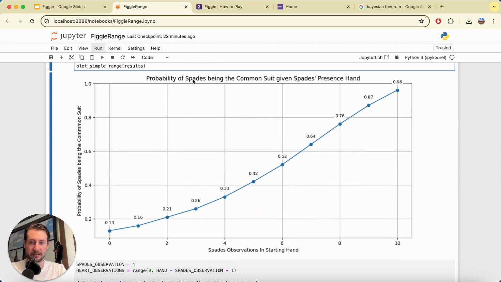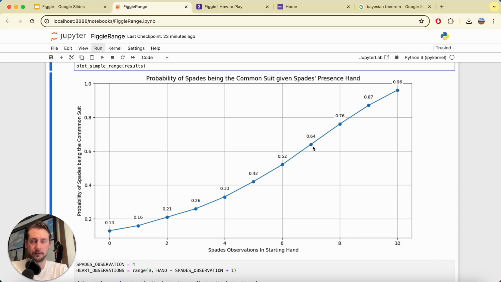We want to see the probability of spades being the common suit, given the number of spades that we have in our hand. So we see here on the x-axis how many spades we have in our hand, and on the y-axis the probability of spade being the common suit. And why is this so useful? Well, this is extremely useful because I've been in a situation where I had, for instance, seven spades. Actually, I had 7 clubs, but the argument is the same. It holds in the same way. I had 7 clubs in my hand as the starting hand, and that's here.